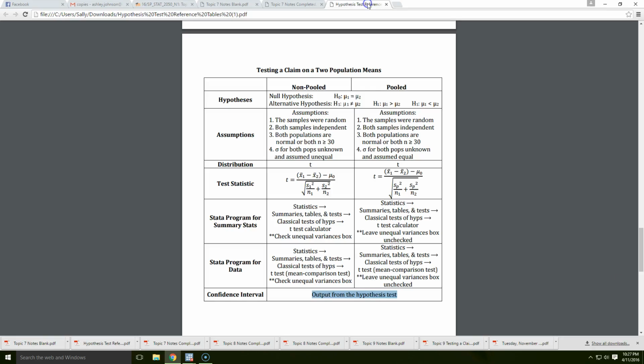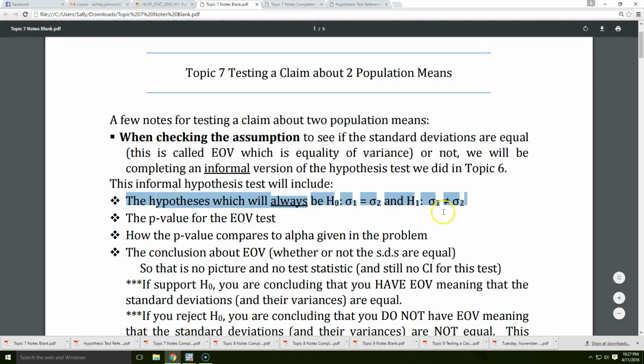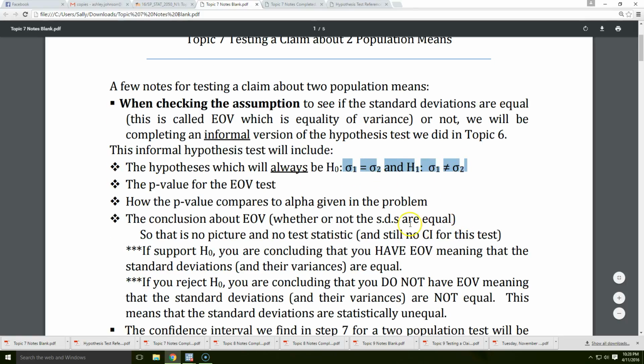All we care to test is whether or not they are equal or not equal. So when you're checking the assumption for this, it doesn't matter what your H0 and H1 signs are for your overall two population mean test. You're going to do equal and not equal to for your standard deviations. It is important that you change the symbols. It's easy to forget and put the mu symbols here for the population means again, but we'll see that when we go through the test.